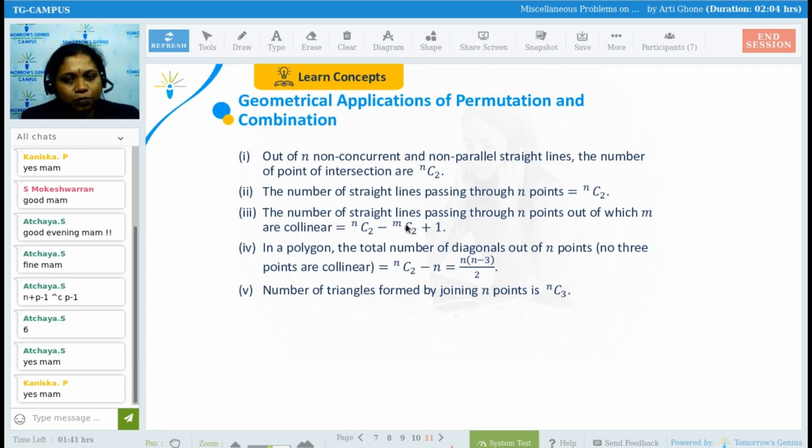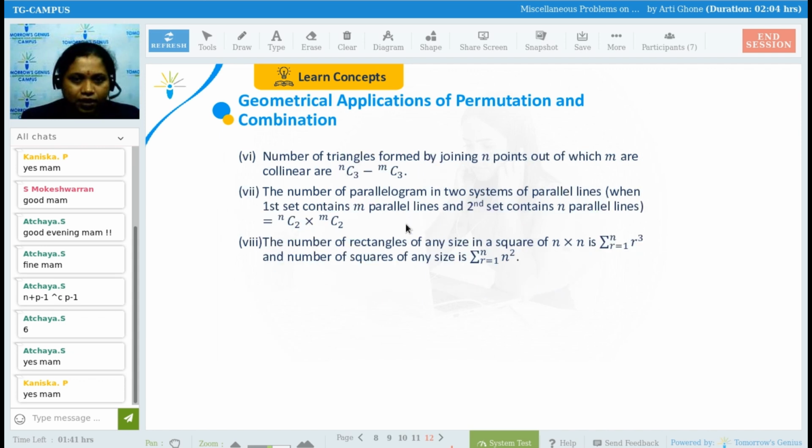In a polygon with n points, the total number of diagonals is nC2 minus n, that we have done in the last part. The number of triangles is nC3. Clear? Out of n points, any 3 will connect for a triangle. Then the number of triangles formed by n points, out of which m are collinear: directly, m points are already collinear, then nC3 minus mC3. Clear? The number of parallelograms of two systems of parallel lines, when the first contains m parallel lines and the second contains n parallel lines, is nC2 into mC2, and directly remember this as a shortcut.